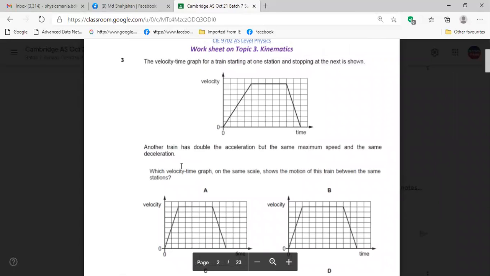Continue this, Farhan. Yes, sir. Purvo. Yes, please. Velocity time graph for a train starting at one station and stopping at the next is shown. Another train has double the acceleration but the same maximum speed and the same deceleration. Which velocity time graph on the same scale shows the motion of this train between the same stations?